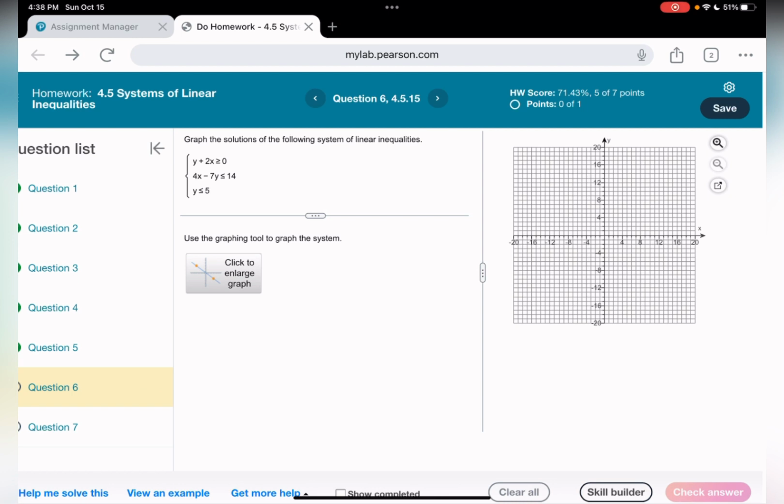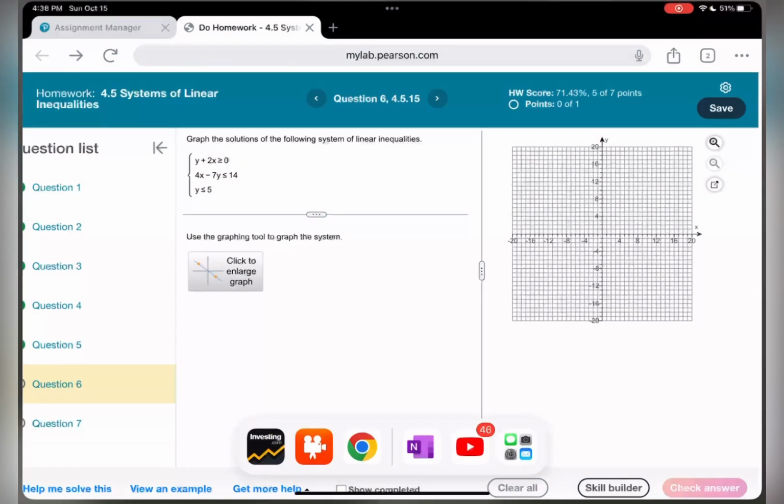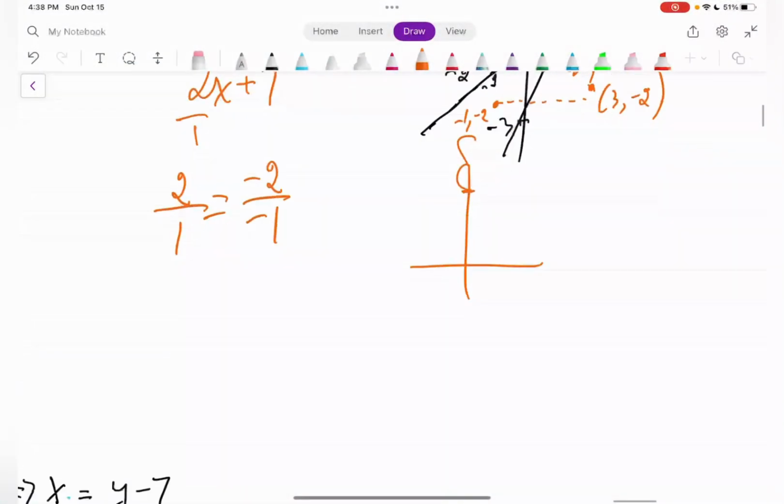Here we have 3 of them. Okay, I need to rewrite in the format mx plus b in this case. So let me take a picture of it, and we go and solve it.